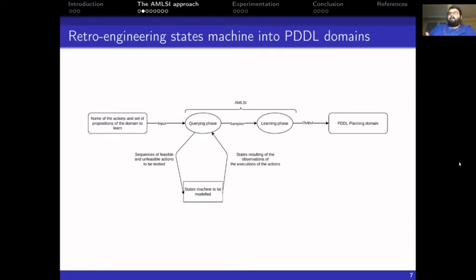The idea of the querying phase is to query the state machine with randomly generated action sequences, and the state machine returns observations. The observations being the intermediate states.